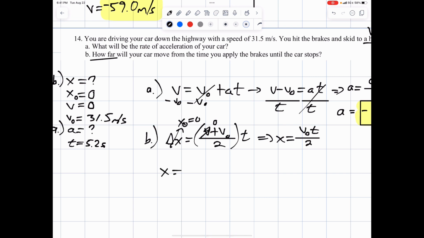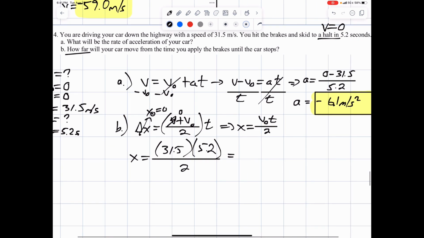Let's plug into that. v naught, 31.5, over 2 times 5.2. 31.5 times 5.2 divided by 2 equals, and the vehicle went about 82 meters before it came to a stop.